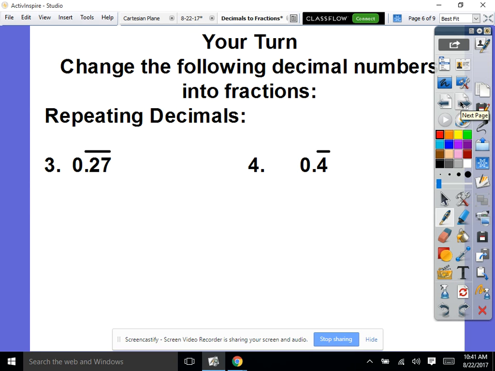Here are your turns. This would be 27 hundredths, but that bar, the bar notation over the 2 and the 7 means that continues repeating 27, 27, 27. And then the bar over the 4 says that actually says 0.44444 to infinity.